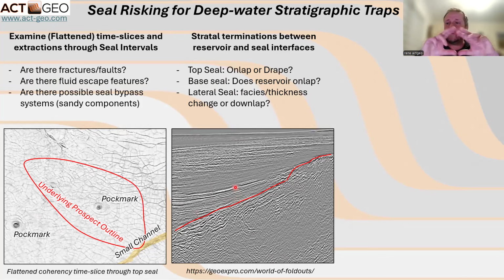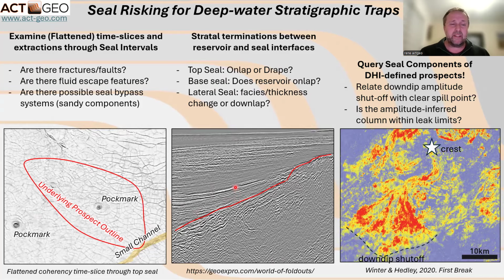Lateral seal, do I see downlap or is there a facies change? So again, use these stratal terminations to really articulate the seal-reservoir interface. And by doing that, you'll have a better chance of coming up with a more accurate risk assessment.